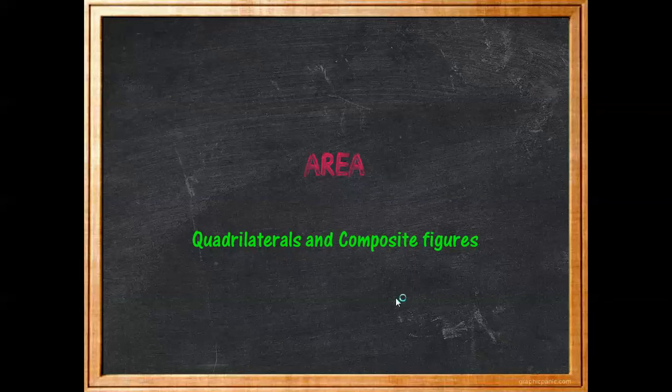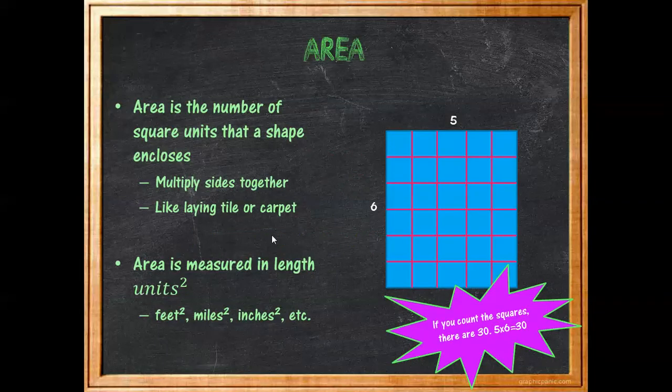We're going to talk about area of quadrilaterals and composite figures. Area is the number of square units that a shape encloses. So you would multiply the sides together, like laying tile on a carpet.